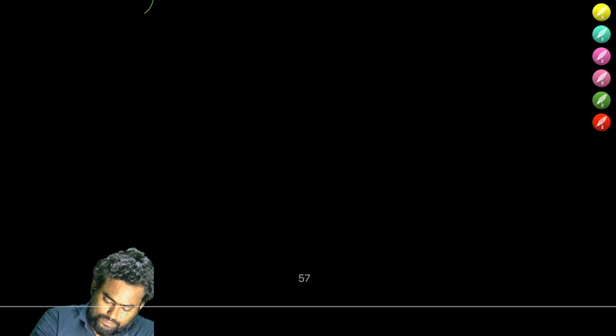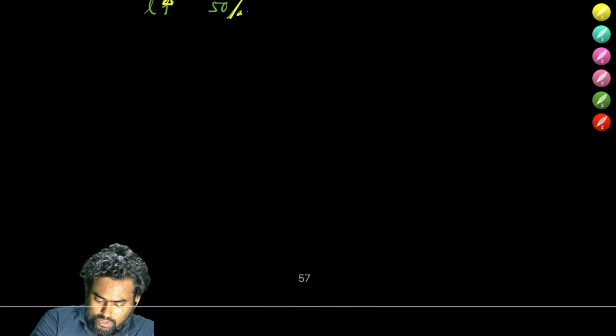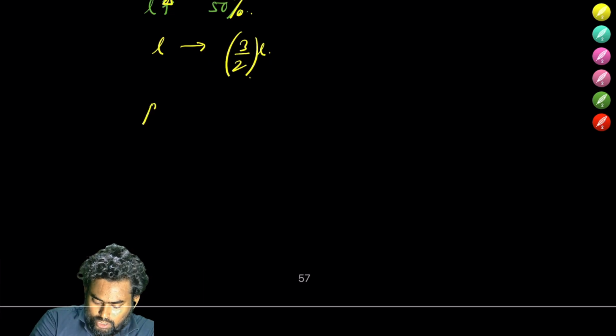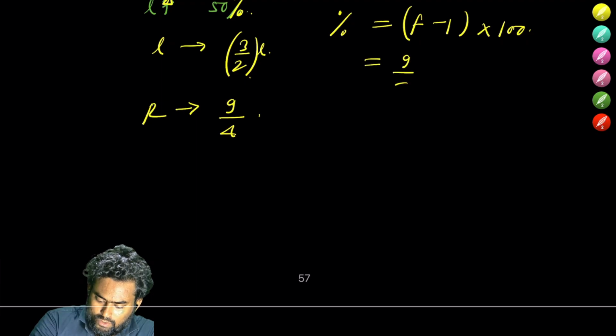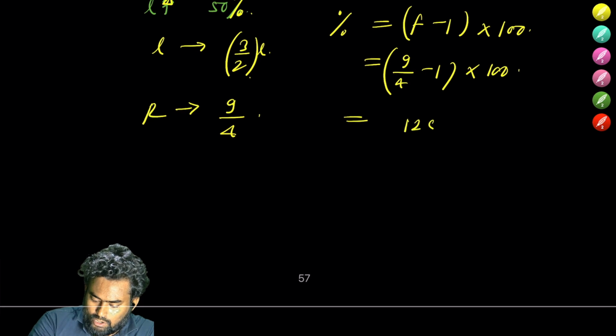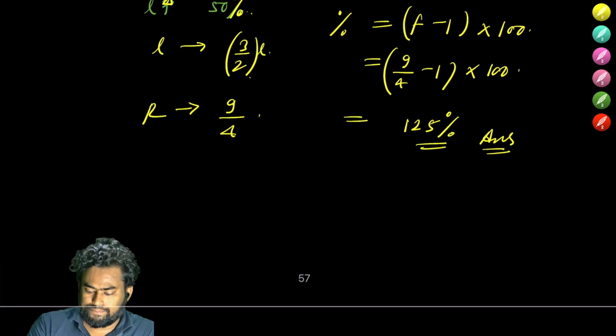Just one more question. Length increased by 50%. What will happen to resistance? Length will become 3L by 2, so the factor is 3 by 2. Resistance will increase by a factor of 9 by 4. The percentage formula is (factor minus 1) into 100. So (9 by 4 minus 1) into 100 is 125%. This is our answer.